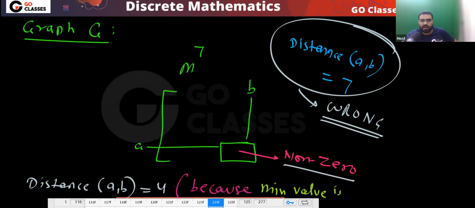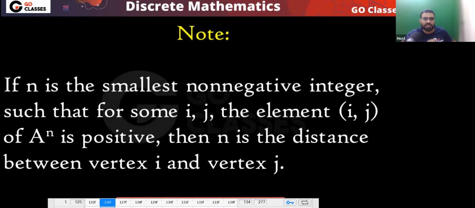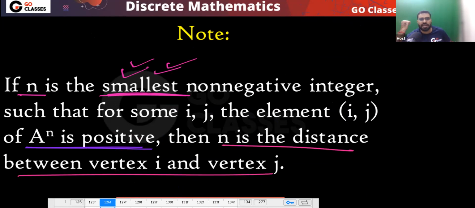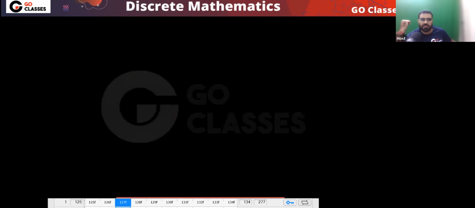Okay, because the minimum value was 4. Yes or no? The minimum value was 4. So this is what I want to say. You can easily see that n is the smallest such that A power n is non-zero, positive. Then this n is the distance. This n will be called the distance. So is this clear? Let me know.